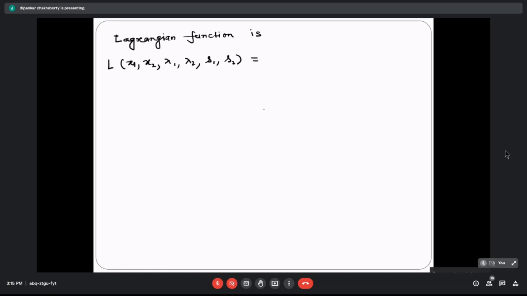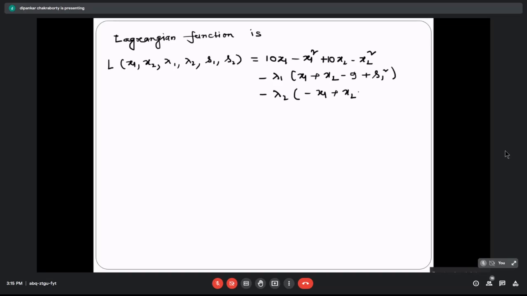So what is going to be that? 10x1, right, minus x1 square, next plus 10x2 minus x2 square, minus lambda 1 times (x1 plus x2 minus 9 plus s1 square), right? And the second constraint was lambda 2 times (minus x1 plus x2 plus 6 plus s2 square).